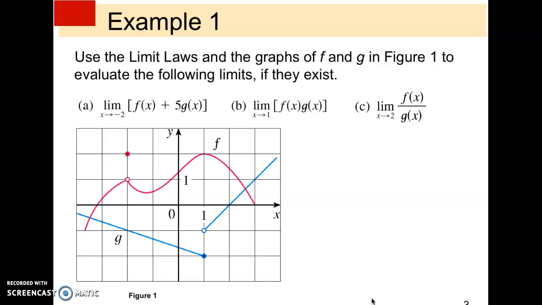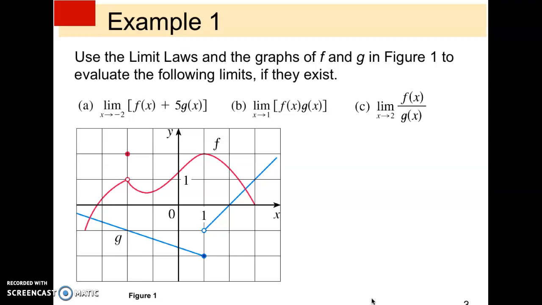Let me take these limit properties and show you how we would use them graphically. In the last section, section 2.2, we talked about a limit being a targeting value. So I want to use these limit laws and the figures below to see if we can come up with the answers to these three problems here.